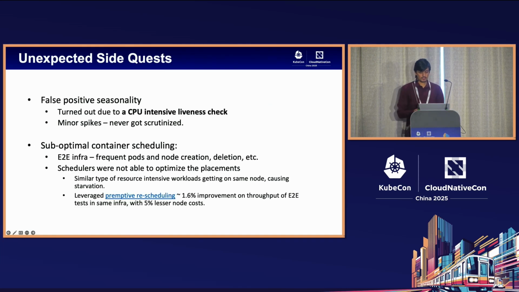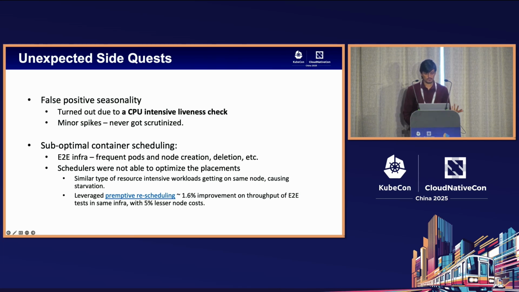And we also observed, in addition to the results, some unexpected happy surprises as well. So one of the teams realized that they were having a per minute CPU spike in one of their control plane pods, which was not expected. They evaluated and realized that the liveness check that they were using in one of the pods was actually a very CPU-intensive API, which went undiscovered for a long time.